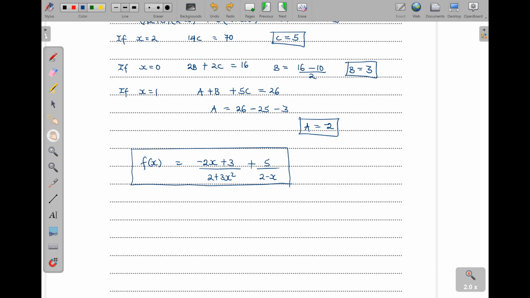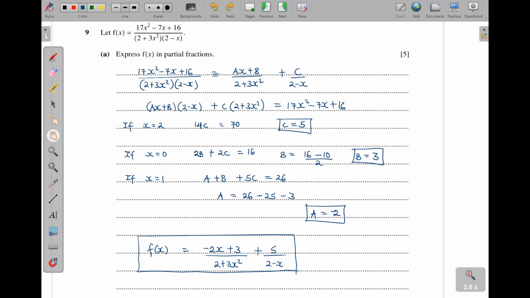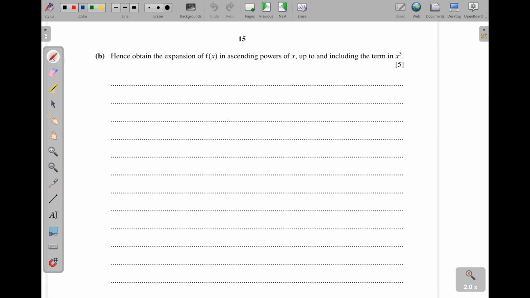Now, after them giving us this, when they give you part A to express this in partial fractions, the next part can come from integration or binomial expansion. Now for this part B, it is coming from binomial expansion. So they are saying, hence obtain the expression of f of x in the ascending powers of x up to and including the term in x cubed.